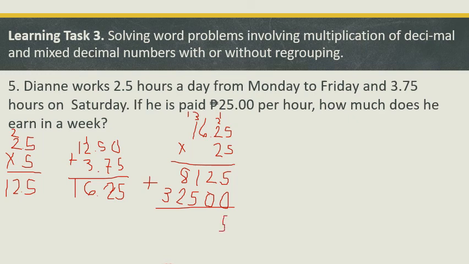So, ito ay 5, 2, 6, 10. Carry 1. So, 4. Then, 2 decimal places. So, dito natin siya ilalagay. Okay, so ang kanyang marireceive from Monday to Saturday, ang total po noon ay 406 pesos and 25 centavos.